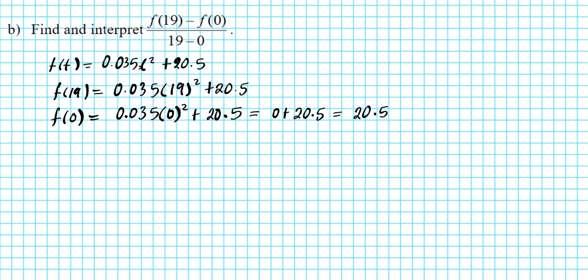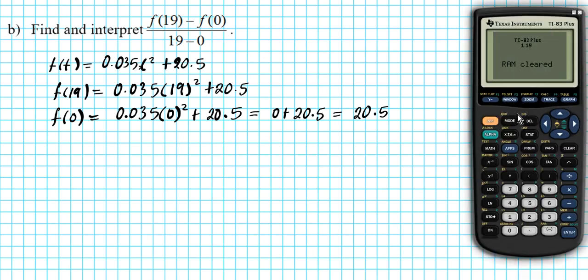Now, let's bring out our calculators. So we have 0.035 times 19 squared plus 20.5. And our answer is 33.135. Okay, so that's what f of 19 is.